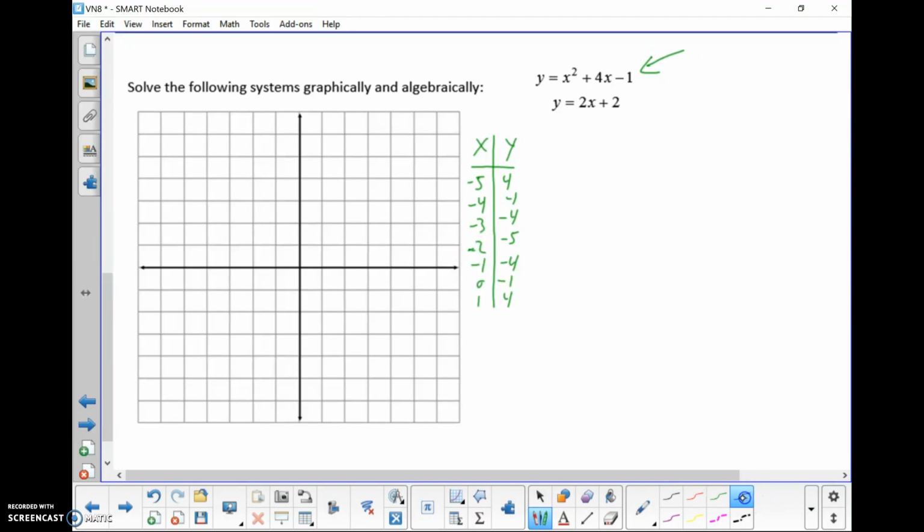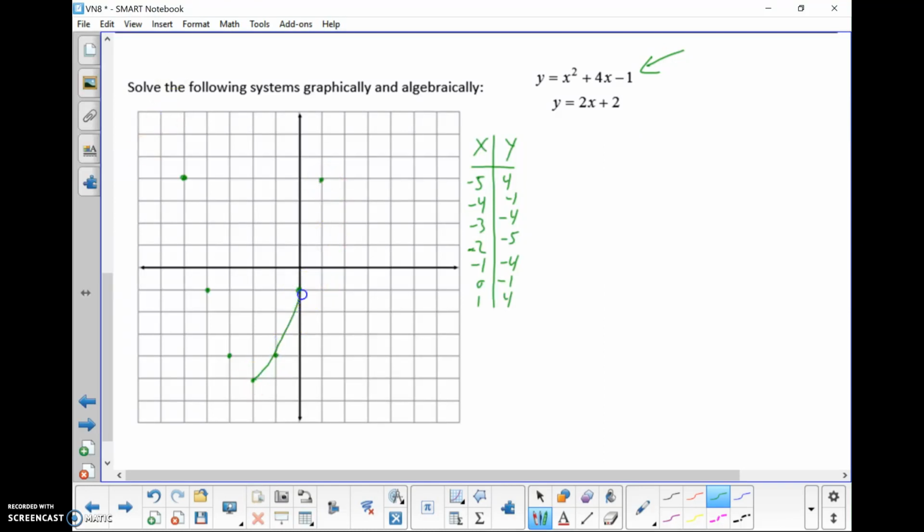But I'm going to plot these points. I guess I'll stick with green. So -5, left 5, 4 is up there. -4, -1, -3, -4, -2, -5, and then the pattern goes back up. -1, -4, 0, -1, 1, 4.